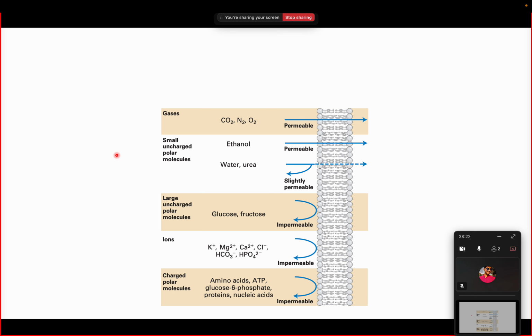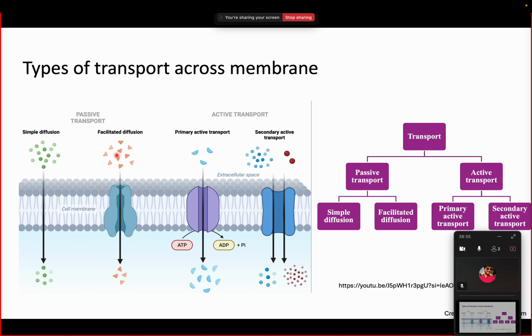So if a molecule is small and polar, chances are that it might permeate and also it might not permeate. Then we have large uncharged polar molecules. Definitely this class of molecules won't be able to cross the bilayer on their own, correct? Then ions, again because they have polarity associated with them. Then charged polar molecules, like bigger molecules and other molecules which have polarity. So for them to traverse from one side to another side, we need transporters.